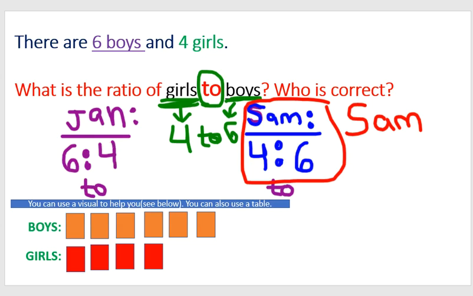Okay, let's go on to another problem, and this time we're going to do ratios with a table.